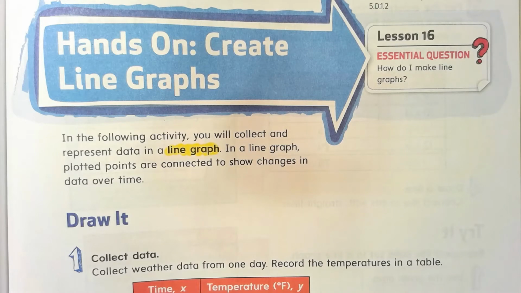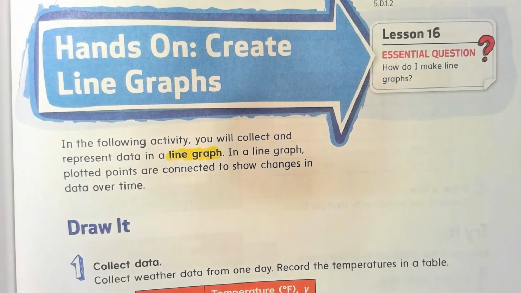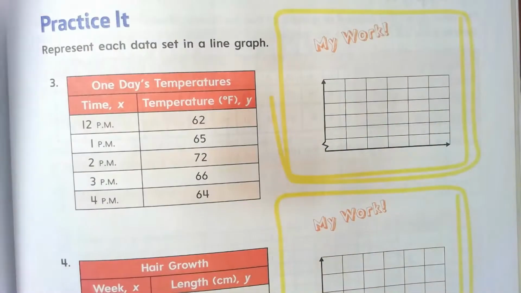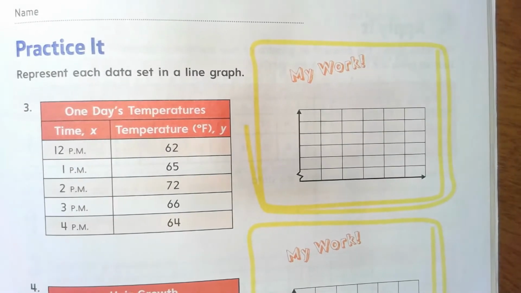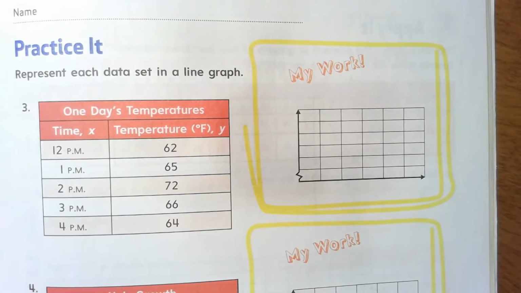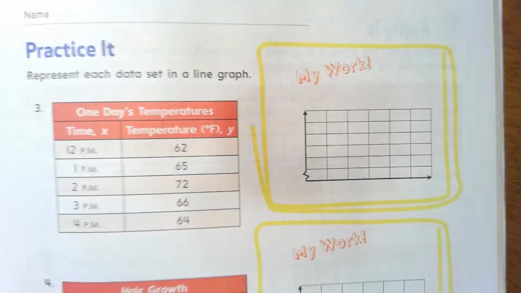In this video, I'm going to show some select problems from Lesson 16 in the Oklahoma Supplement, and this lesson is on creating line graphs. Let's begin on page 93 in your journal, and we're going to look at question number 3. Question number 3 says, represent each data set in a line graph.